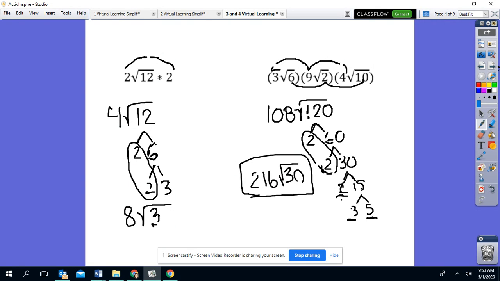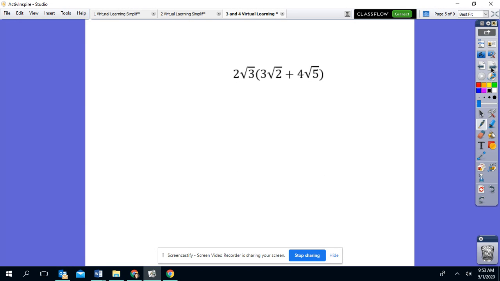All right, let's try one more. So this one is actually a distributive problem. Okay. So think of it as if you've got 2x on the outside of an expression. It's the same thing. You're going to multiply this 2 times the 3. Well, 2 times 3 is 6. On the inside, I've got 3 times 2, which is actually 6 as well. Okay, then I bring down my plus sign.